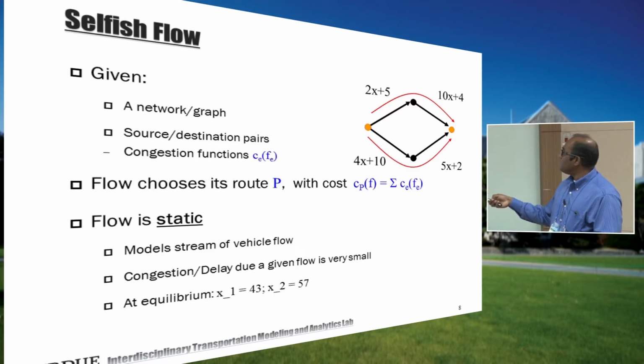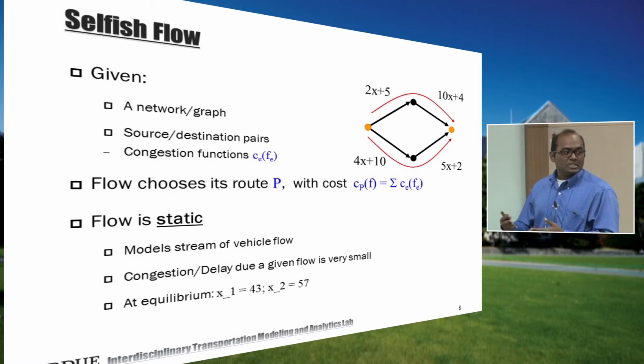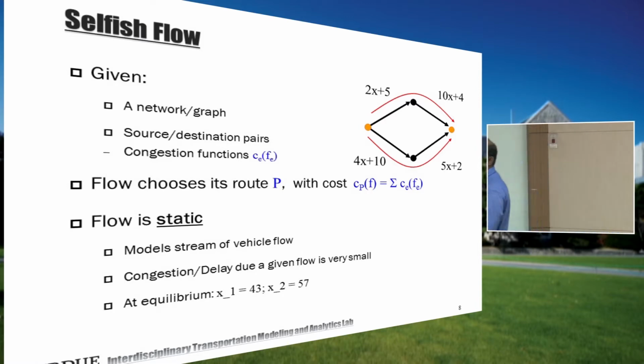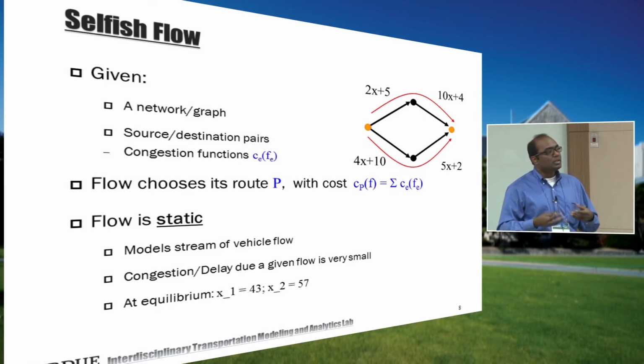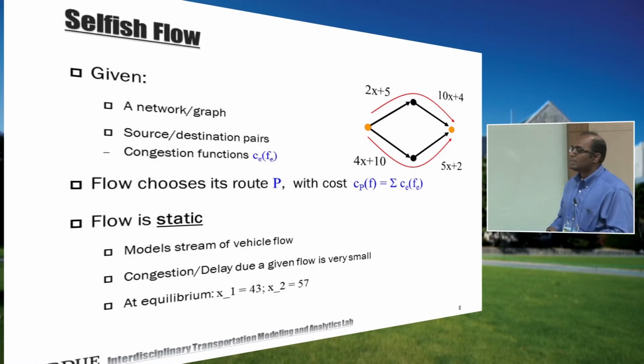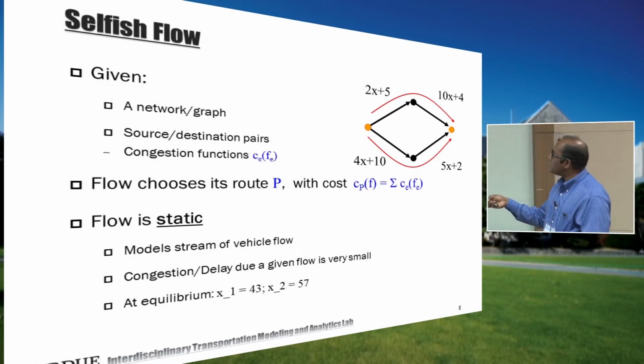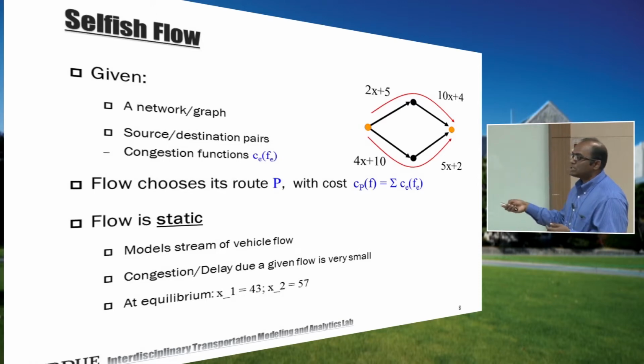2x plus 5. So 2x plus 5 means if there are 3 vehicles on this link, each vehicle incurs a cost of 2 into 3 plus 5, which is 11 units. If there are 4 units of flow, then it's going to be 13 units and so on. So as the number of vehicles on the link increases, the cost for every agent increases, right? And we are also given some more information that 100 vehicles want to go from home to work at any given time. Okay? And our goal is what? Our goal is to find the flow on each link in this network.